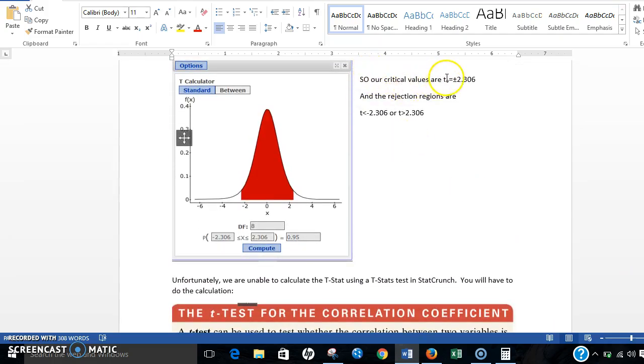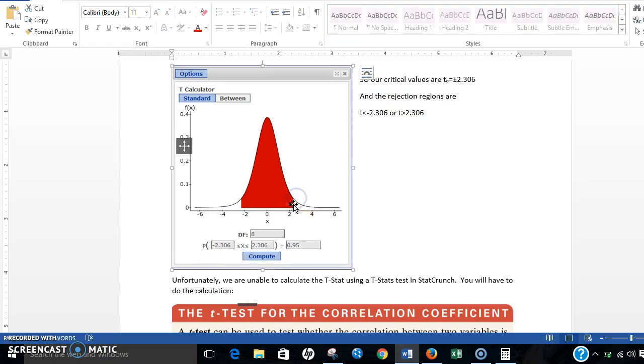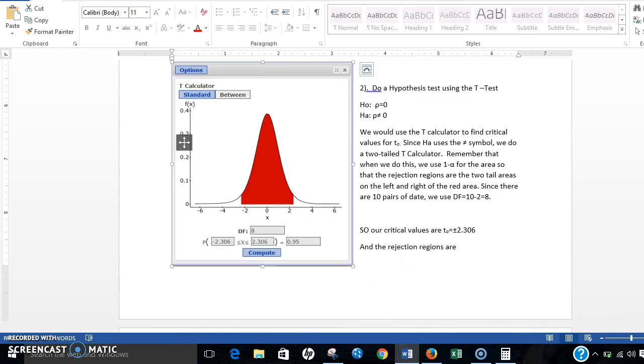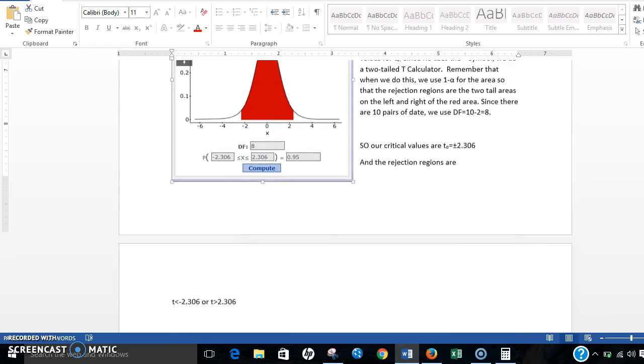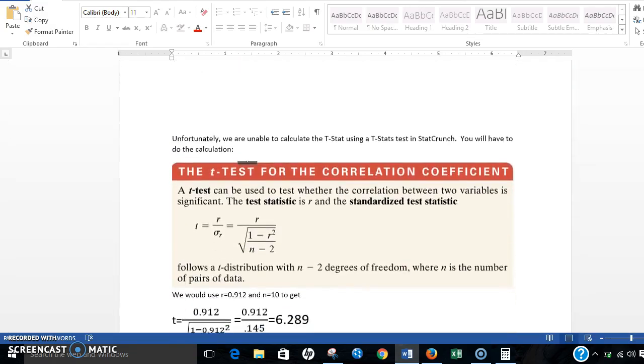So let's scroll down, and there's the results of the t-test. So the critical values are t sub 0 equal plus or minus 2.306. And our rejection regions would be if our test statistic was less than negative 2.306. That's this area over here. Anything less than negative 2.306. And then t greater than 2.306. So that would be this area on the right. So we've got our critical values and our rejection region.